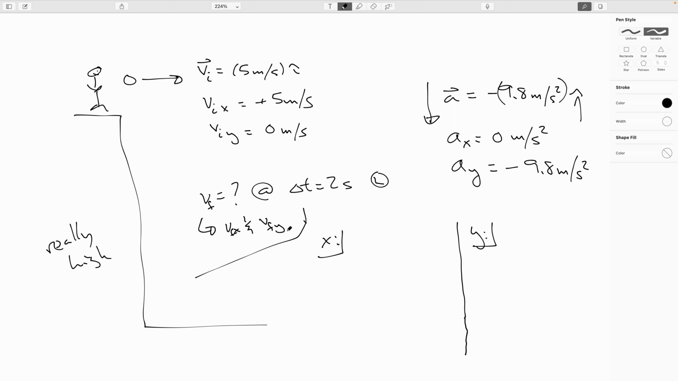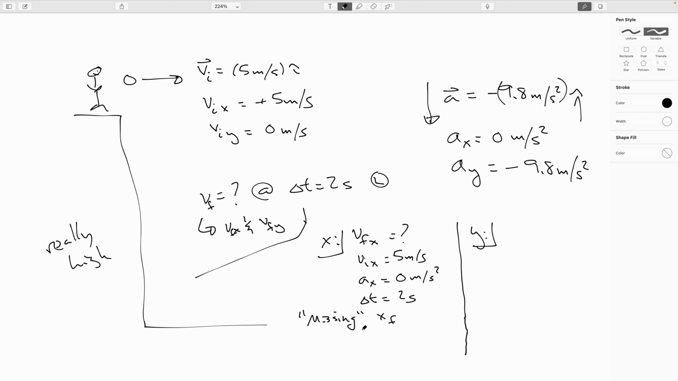So in the land of x, I'm trying to solve for v final x. So that is being asked for. What's given is, well, we have v initial x is given. That's 5 meters per second. We know the x component of the acceleration is 0 meters per second squared. And we're given the elapsed time as 2 seconds. So what we're missing is our x.